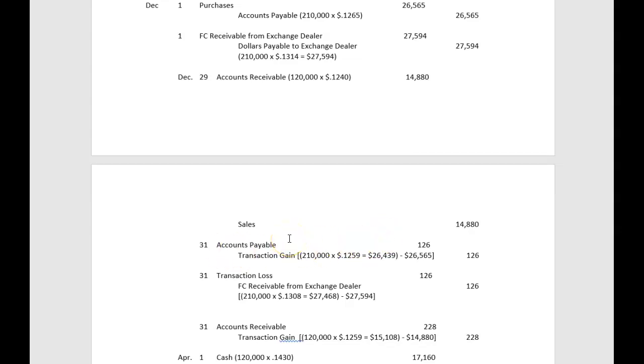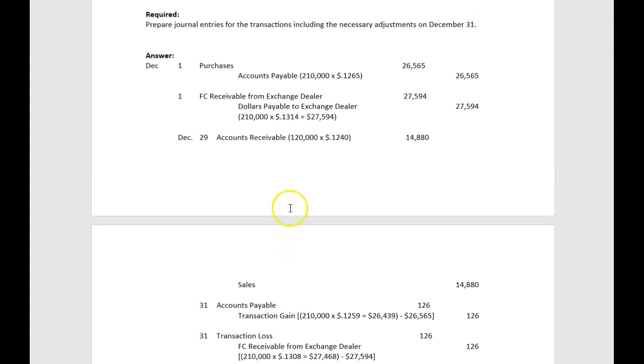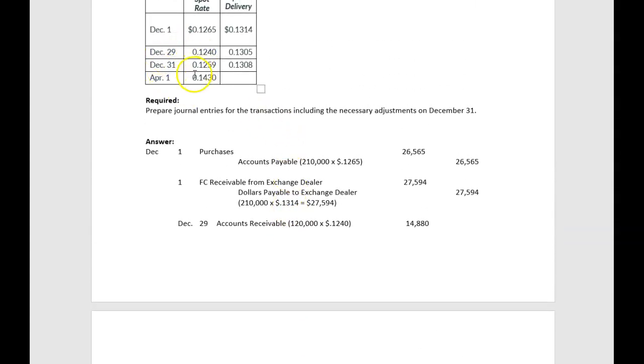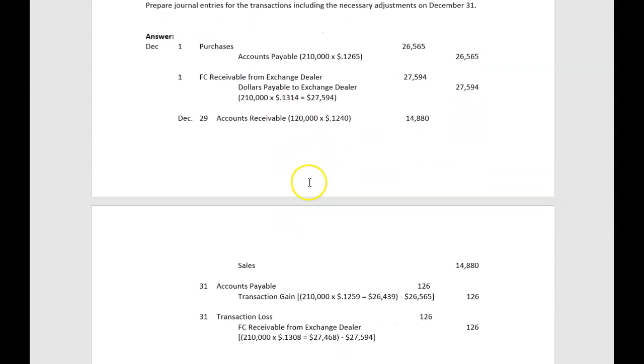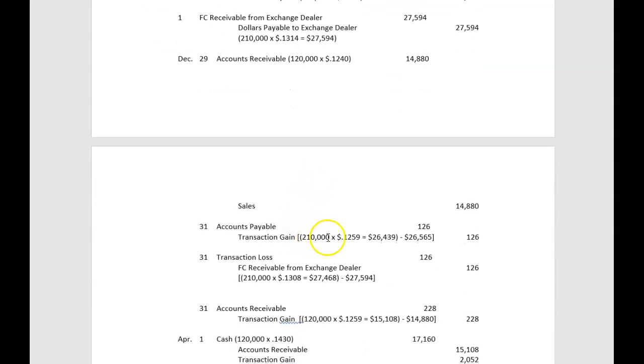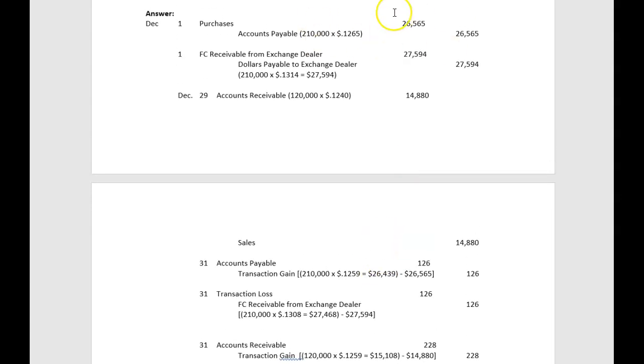So for the accounts payable, if we go back up here for a second, we see that the rate is now 0.1259 and it had been 0.1265. So 210,000 times 0.1259 is 26,439 versus the $26,565 we recorded up here. So that's debit payables to reduce it and credit a transaction gain.